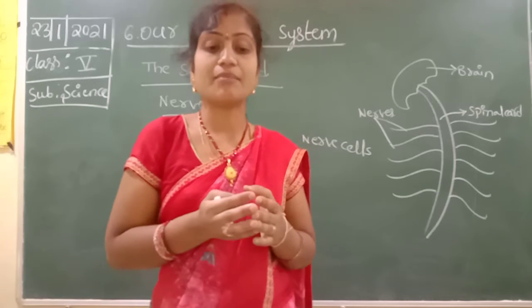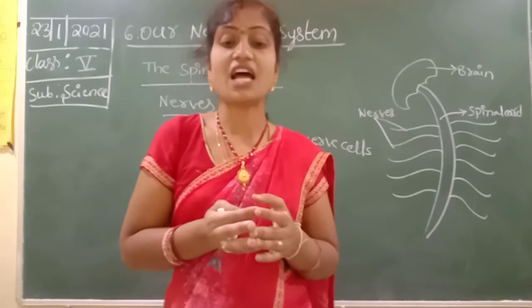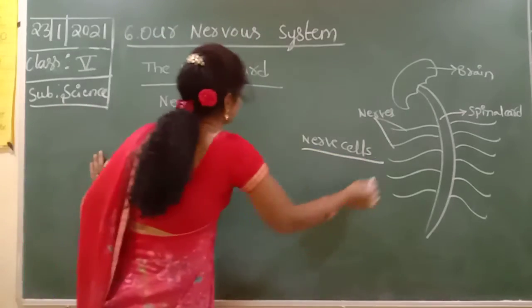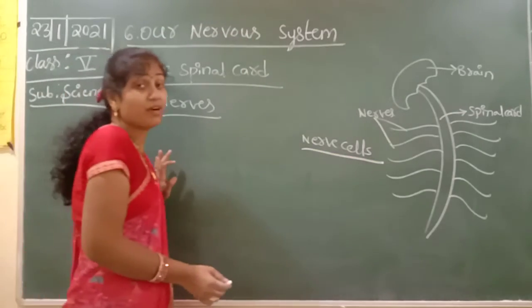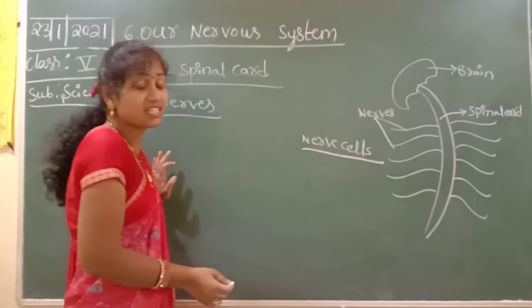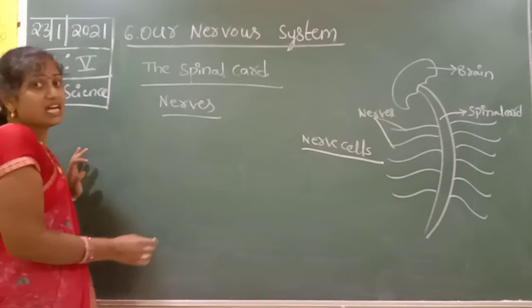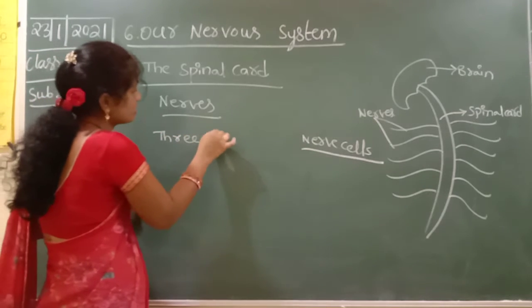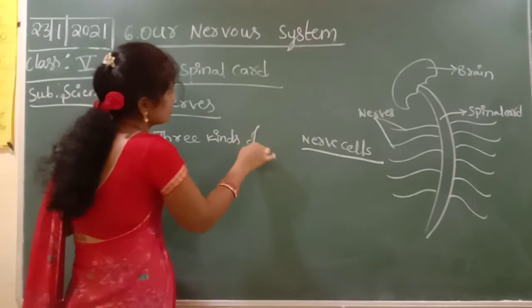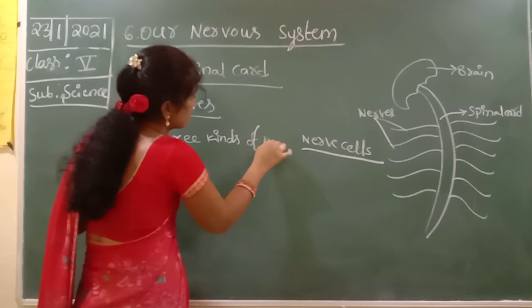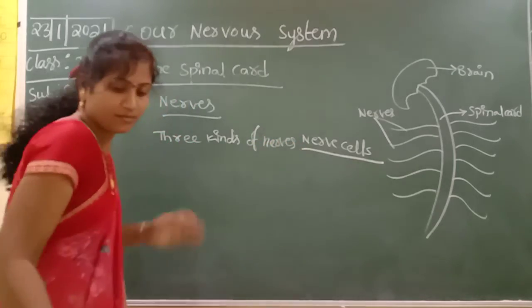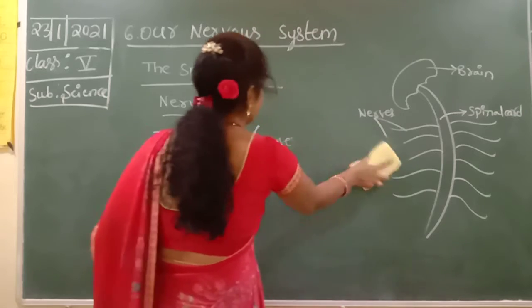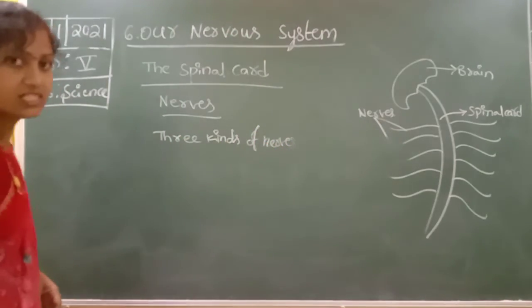The nerves are made up of nerve cells. There are three kinds of nerves.